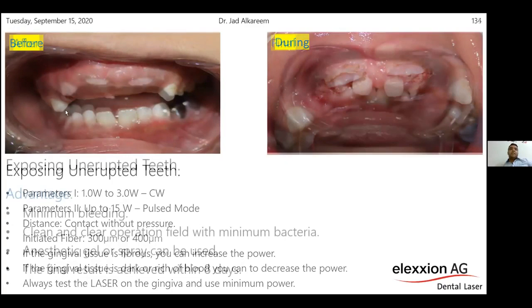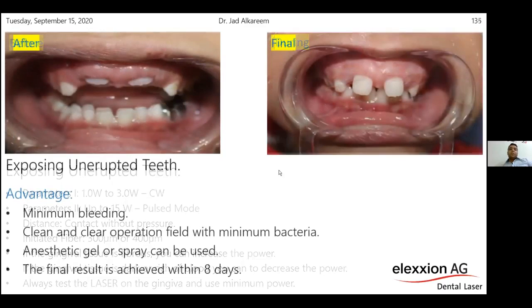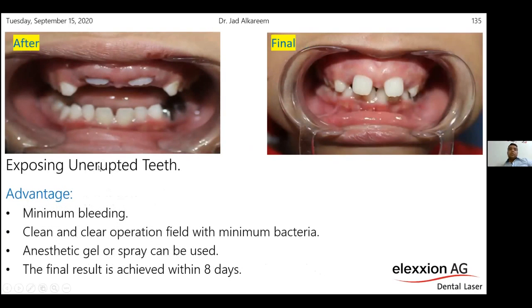And the next slide, this is the final result, which was within 8 days. So the advantage was that you have minimum bleeding, a clean field, so the dentist was able to see what he is doing. You have less or minimum bacteria, and there was no need to inject anesthesia. So anesthetic gel and spray was enough for this treatment. And as you can see, the results are just better than using the conventional methods. Also, there were no sutures or stitching at all in this case.